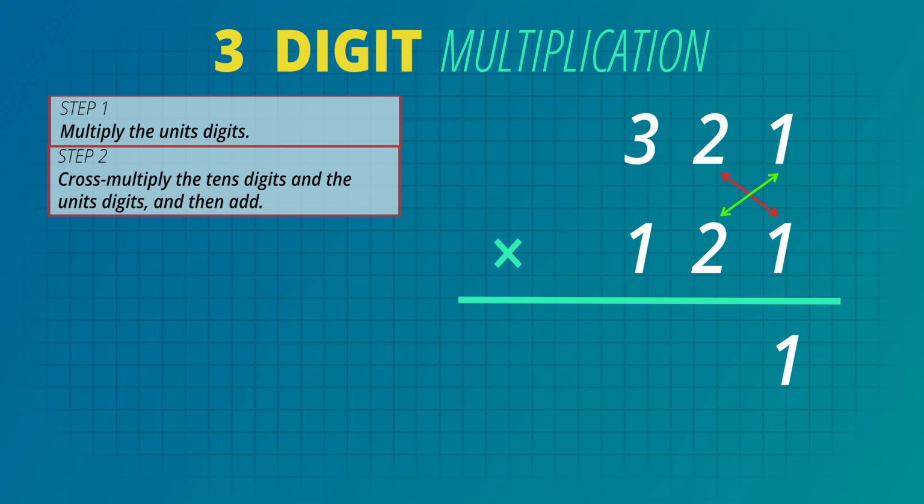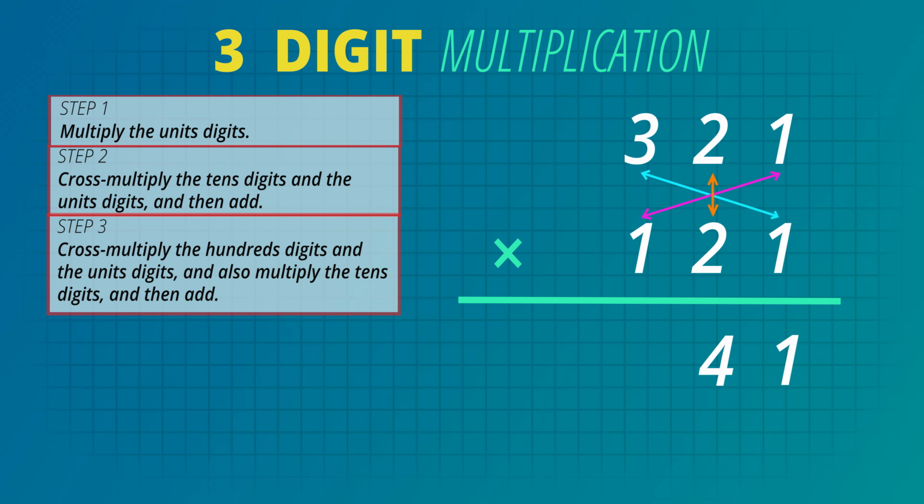Second, we cross-multiply the digits in both the tens and the units, and then add. 2 times 1 is 2. The other 2 times 1 is 2. Now add 2 plus 2, which is 4. Write 4 in the answer.